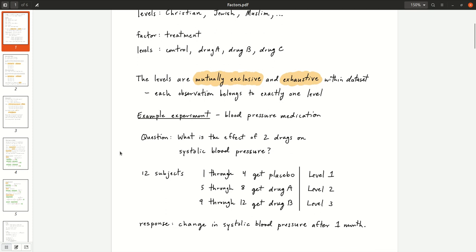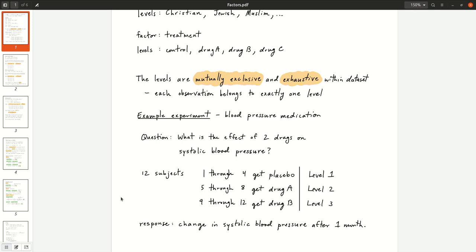Okay, so the example we're going to keep in mind for this lecture is an experiment or drug trial on blood pressure medication. The question is, what is the effect of two different drugs on systolic blood pressure? Here's how we design the experiment. We recruit 12 subjects. Subjects 1 through 4 get a placebo, so that will serve as the control group. Subjects 5 through 8 get drug A, and subjects 9 through 12 get drug B, so the last four get drug B. The factor is the treatment group, and the levels are placebo, drug A, or drug B.